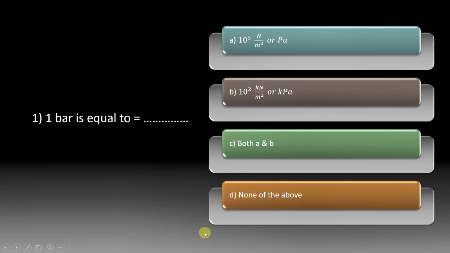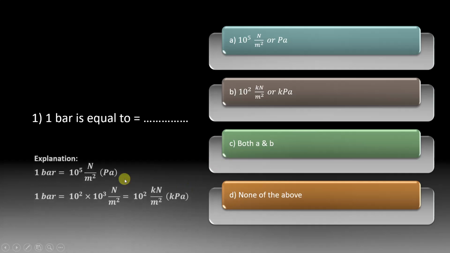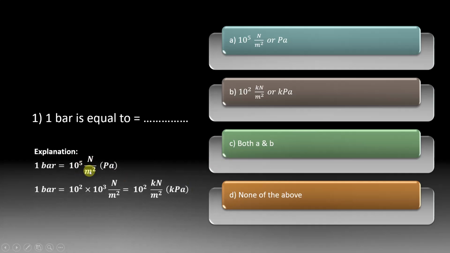Now, in this particular case, the option C is correct because 1 bar is given by 10 raised to 5 Newton per meter square. Now we can split this 10 raised to 5 into 10 raised to 2 multiplied by 10 raised to 3, and this 10 raised to 3 is nothing but kilo. So you can say that it is kilonewton per meter square. So it is 100 or 10 raised to 2 kilopascal also. So 1 bar is 10 raised to 5 Pascal as well as it is also equal to 100 kilopascal, and therefore options A and B are correct, and therefore the correct option is option C.